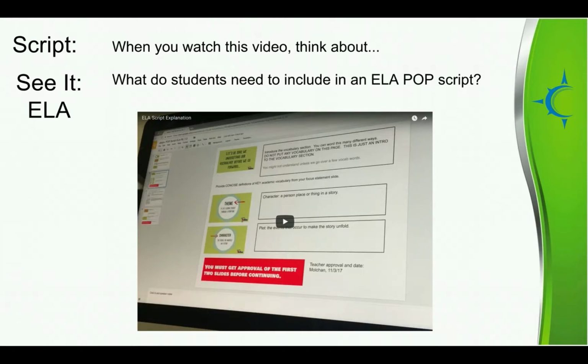Let's see an example of an ELA script. When you watch this video, think about what do students need to include in this ELA POP script.